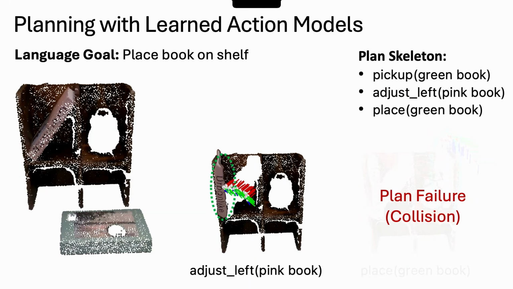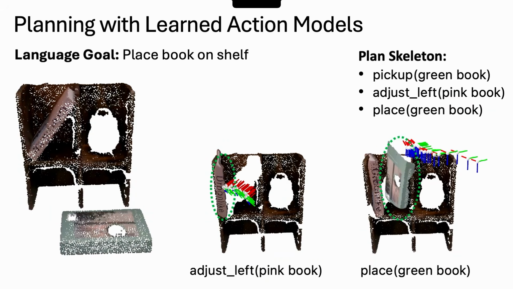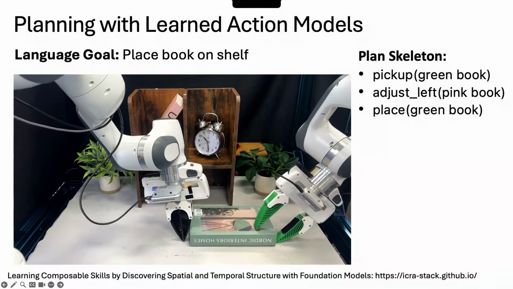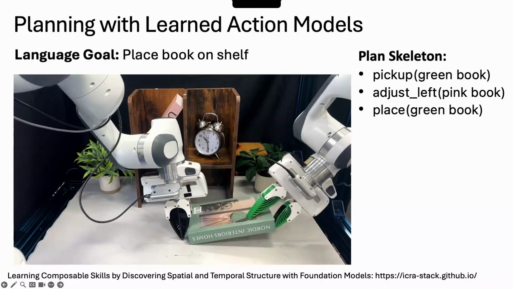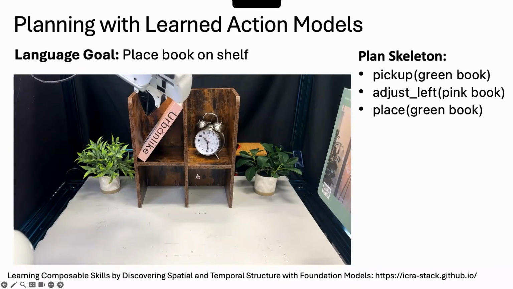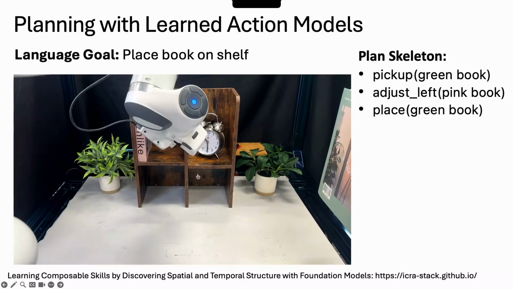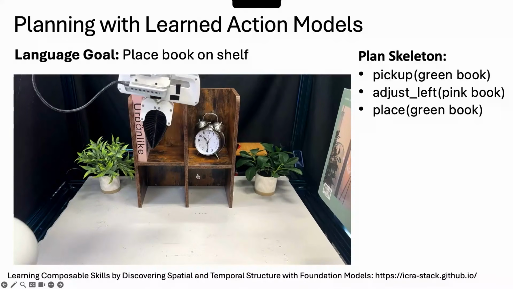So now this means that you need to try a different possible trajectory. And then in this case, let's say this time you sample a trajectory that is placing the book on the left. And this time it succeeded. And you can execute it. First, pick up the book from the table. Push the pink book towards the left. And then finally do the insertion of the new green book.